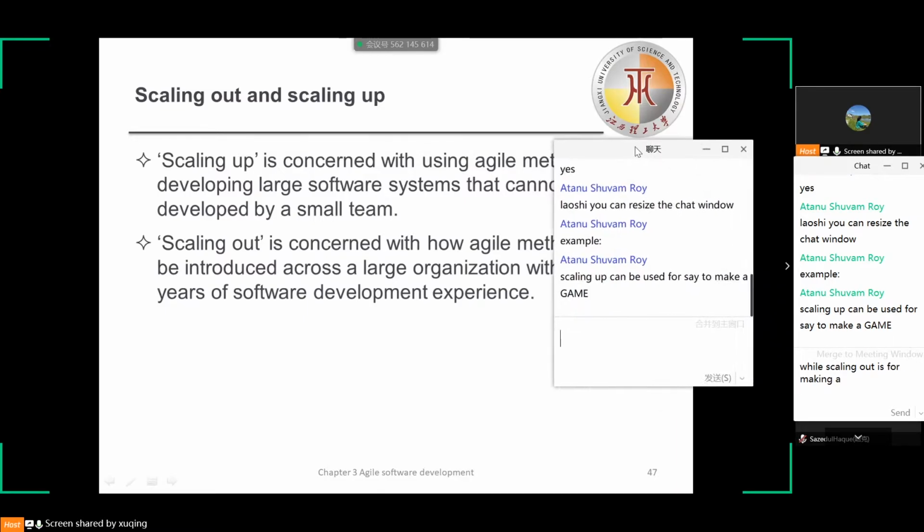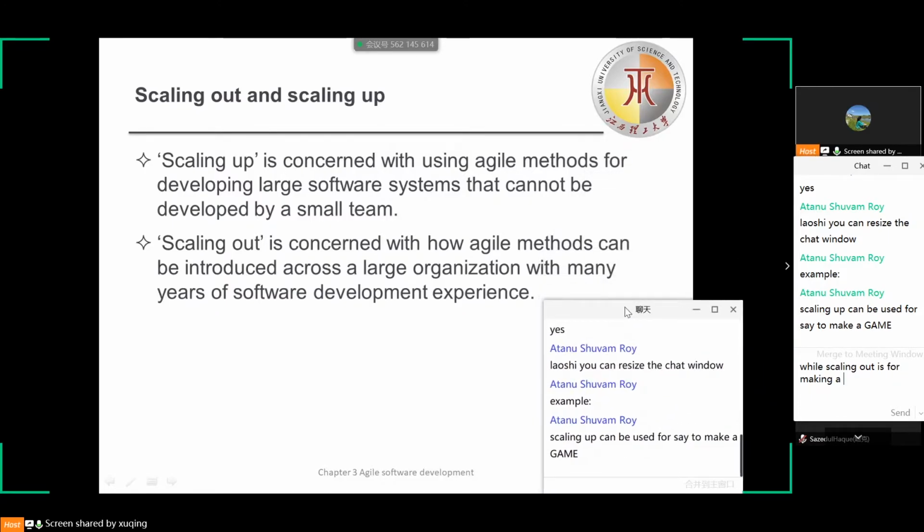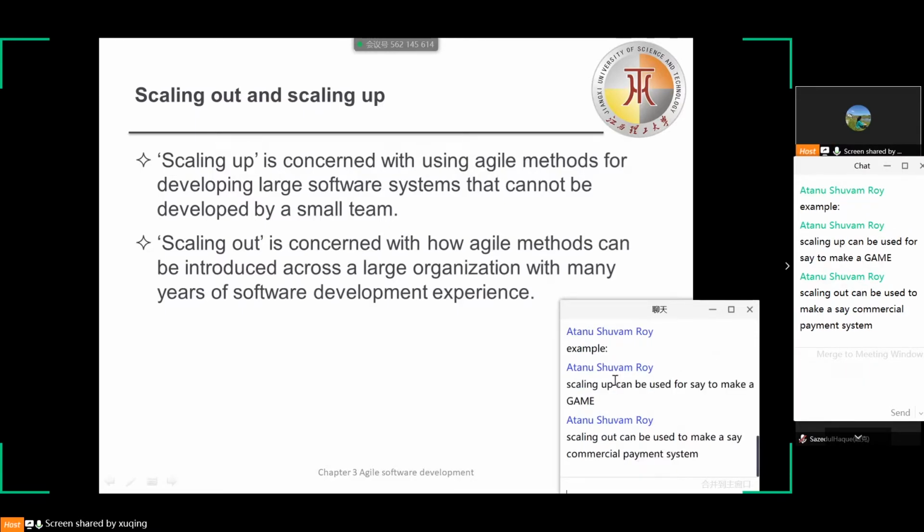Roy has said scaling up can be used to make a game, and scaling out. In fact, when I see these two, scaling out can be used to make, say, a commercial payment system. You have given some examples of these two perspectives.